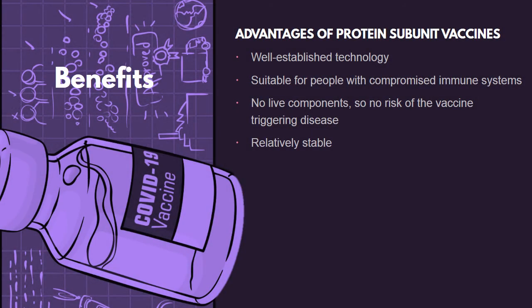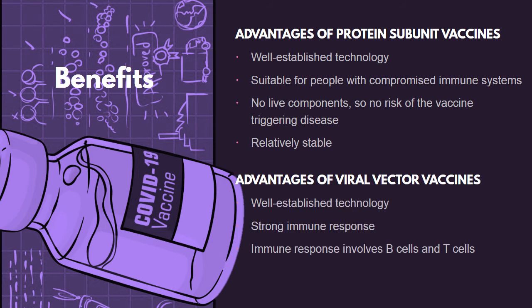As we know, the protein subunit vaccine contains purified pieces of a pathogen rather than the whole pathogen to trigger an immune response. So the main advantage of protein subunit vaccination is that it is a well-established technology that's advantageous for those with a compromised immune system. This type of vaccine requires no live components, so there is no risk of the vaccine triggering disease. Also, this type of vaccination is relatively stable.